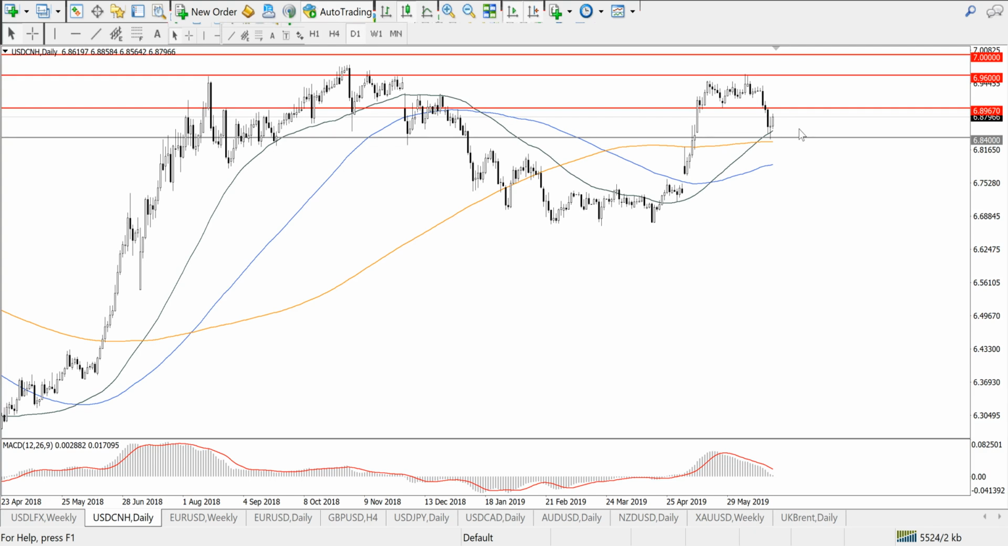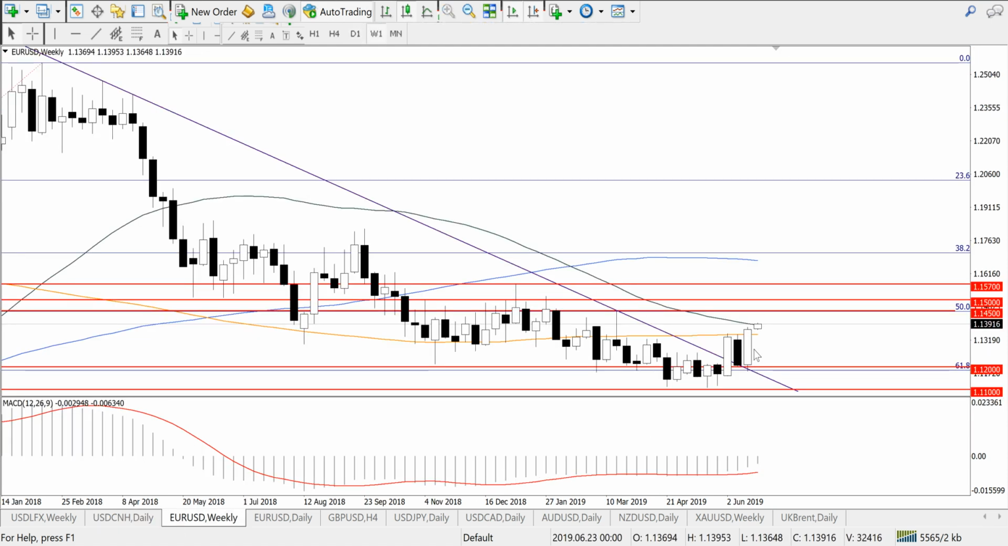Resistance is located at 6.8967. An advance above this level will open the way up to 6.96. All in all, if China and the United States are able to find a compromise, then the currency pair will decline and test levels below 6.84. If the news from the G20 summit is bad, then we will likely test levels above the 6.96 level.